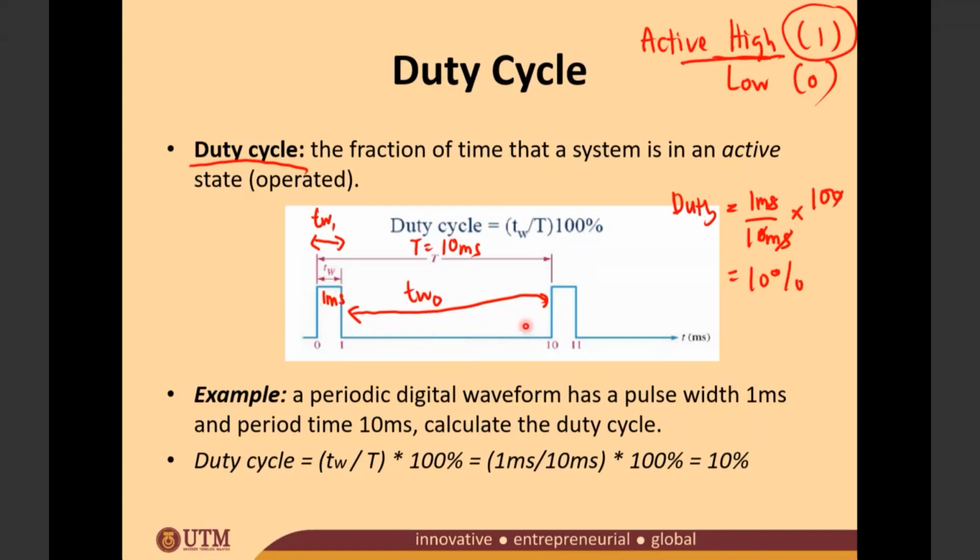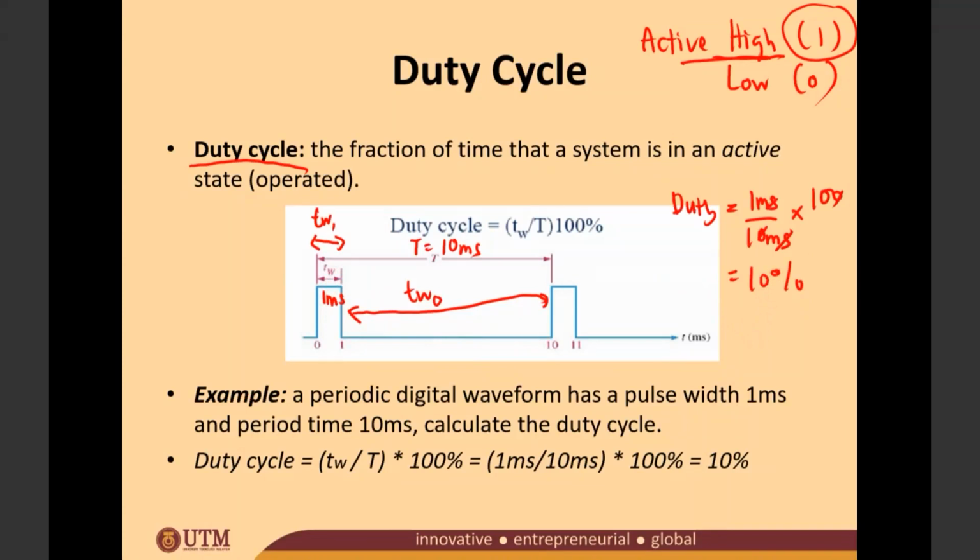Another 90% is this one. Okay, 90% is the inactive state. Okay, so that is what the duty cycle means. Okay, an example. Let me give another example.